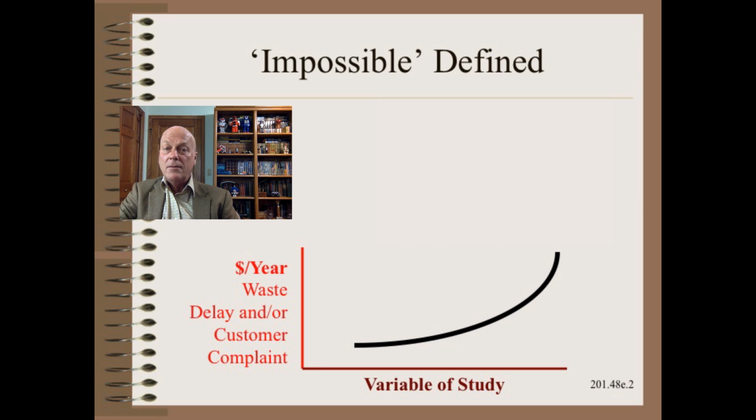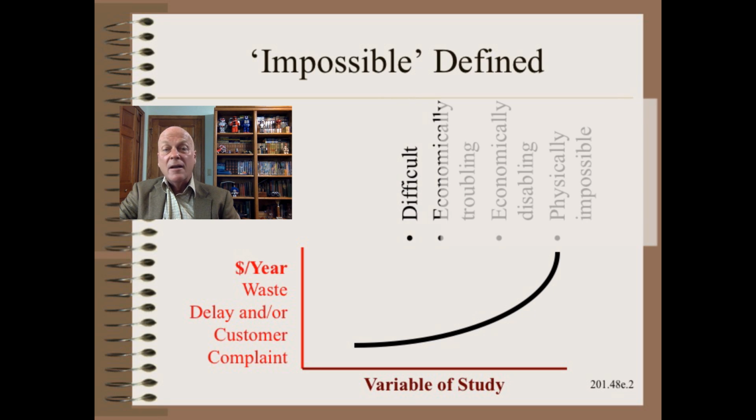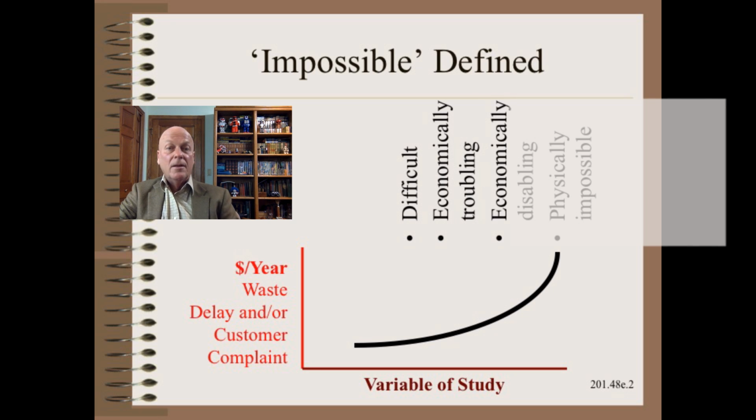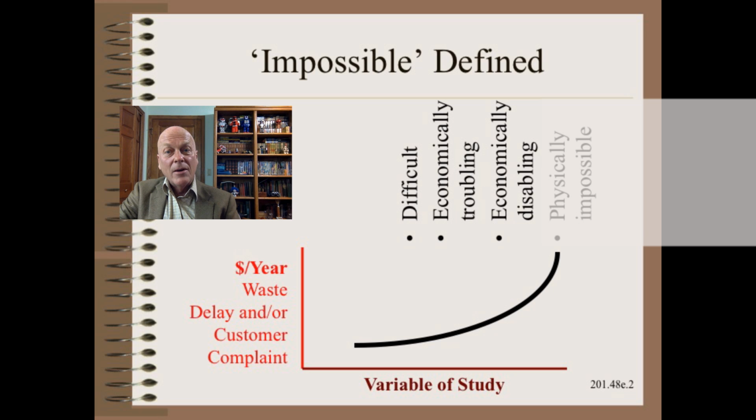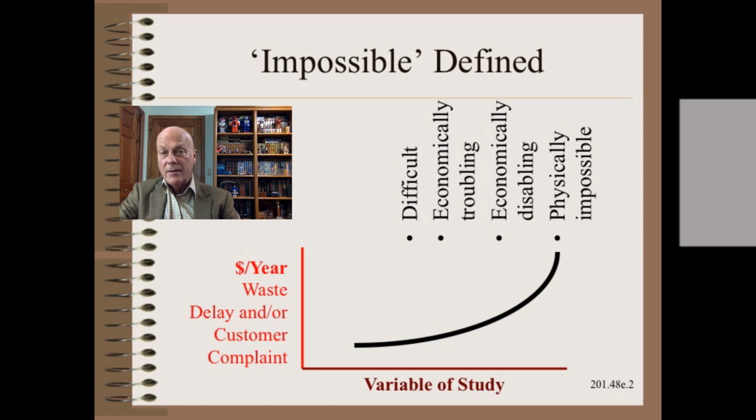At the low end, we may well find that the costs of waste do not go to zero, because there are other causes, other variables also influencing that waste. In layman's terms, the product goes from merely difficult to economically difficult to economically impossible, finally to physically impossible, as that variable is pushed to larger and larger values.